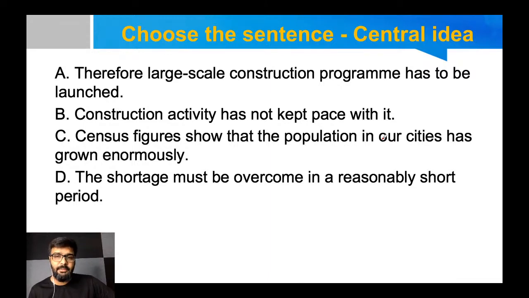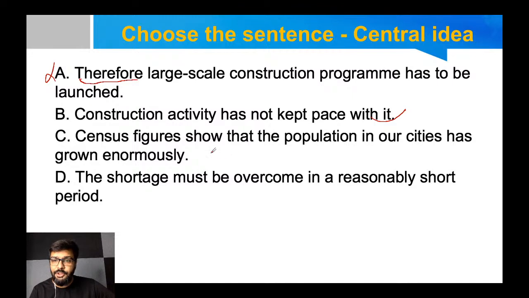We've already picked up this particular question. I intentionally picked this question so that you would not take time. Just let me know which one is the first sentence out of these four. So, therefore, a large-scale construction program has to be launched. This can't be it. Construction activity has not kept pace with it. What is this 'it'?